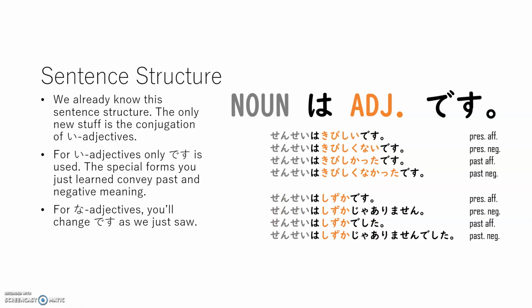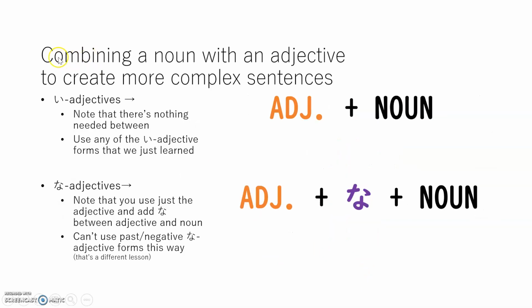Let's look at another way to use these in context. This is when we combine a noun with an adjective to make a noun phrase. And we can use this to help create a little bit more complex sentence structure. So for i-adjectives, all you need to know is it's just adjective plus noun. Note that there's nothing needed between them, and we can use any of the i-adjective forms that we just learned. For na-adjectives, this is where the na comes in. Before you can put it with a noun, you have to put na. So that na goes between adjective and noun.